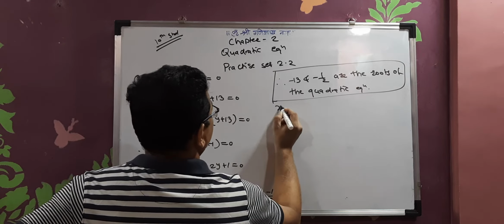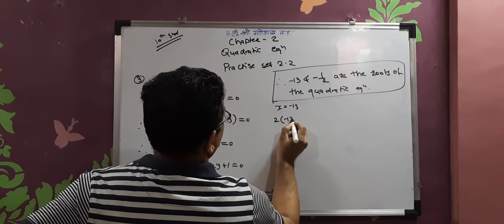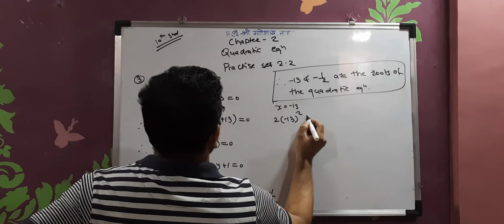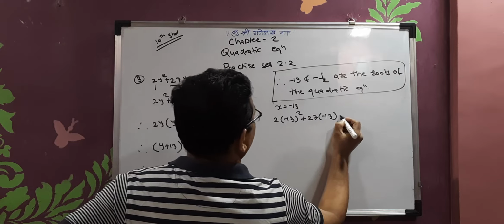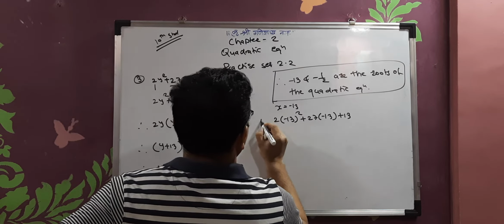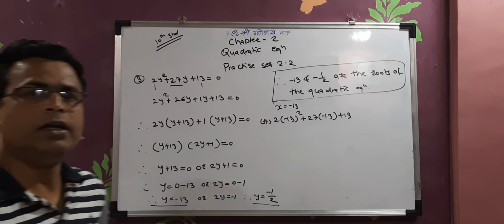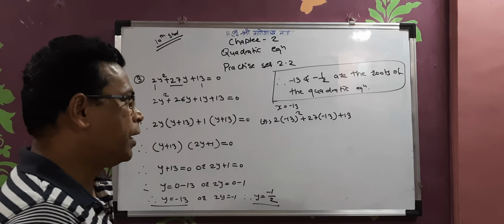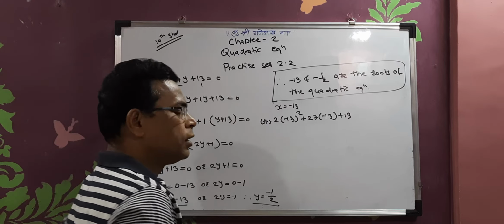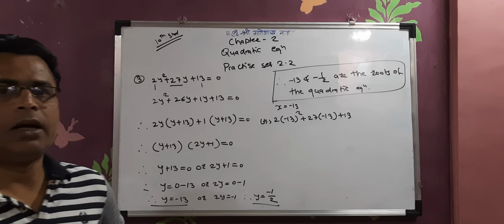So when x is equal to minus 13, so say 2 into minus 13 square plus 27 into minus 13 plus 13. This is the left hand side. I am again repeating it. There is no need to write this in the answer. We just want to cross check whether the roots we have calculated are right or not.